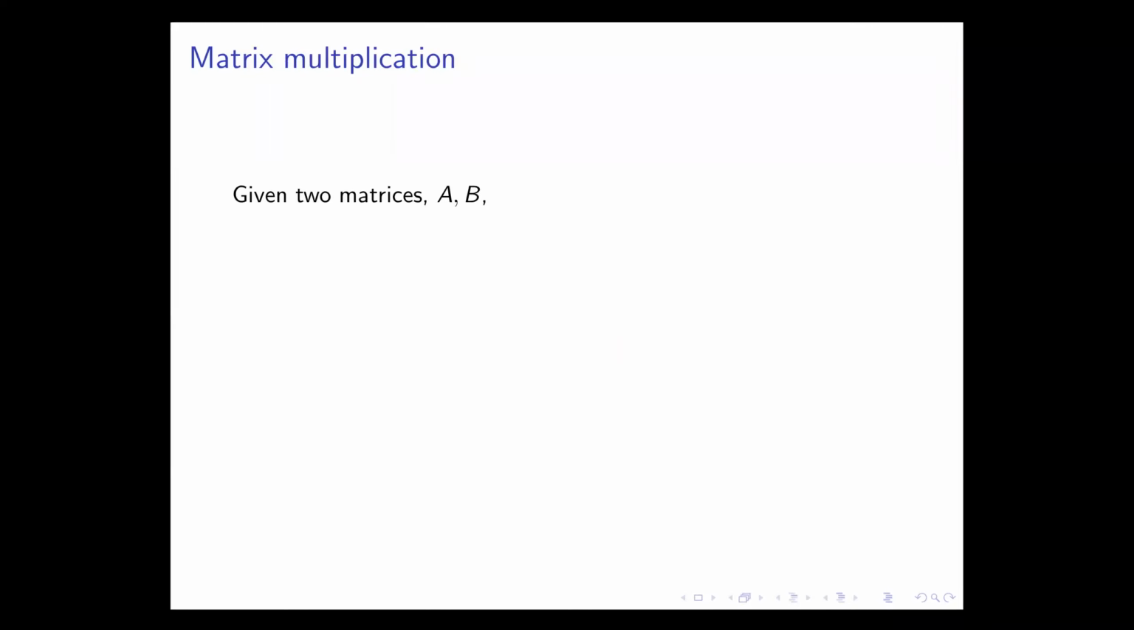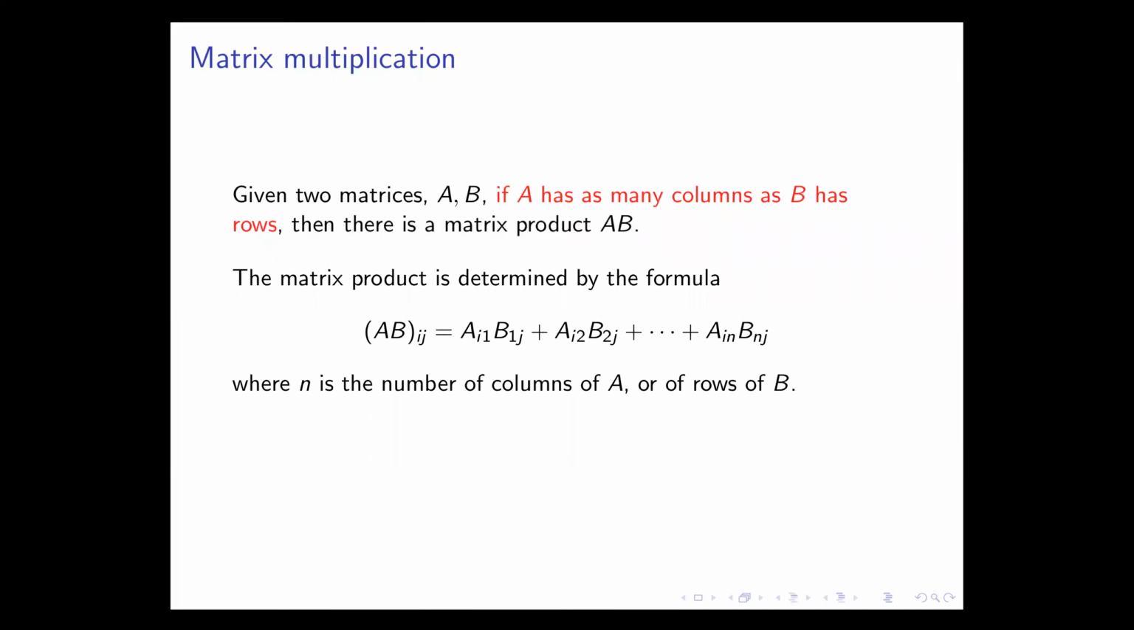Now let's talk about matrix multiplication. Say we are given two matrices, A and B. If A has as many columns as B has rows, then we can define the matrix product in this precise order, A times B. The matrix product is determined by the formula: the ij-th element in the product is given by the sum A_i1 times B_1j, plus A_i2 times B_2j, and so on, up to A_in times B_nj. Since A has as many columns as B has rows, we can write such a formula.